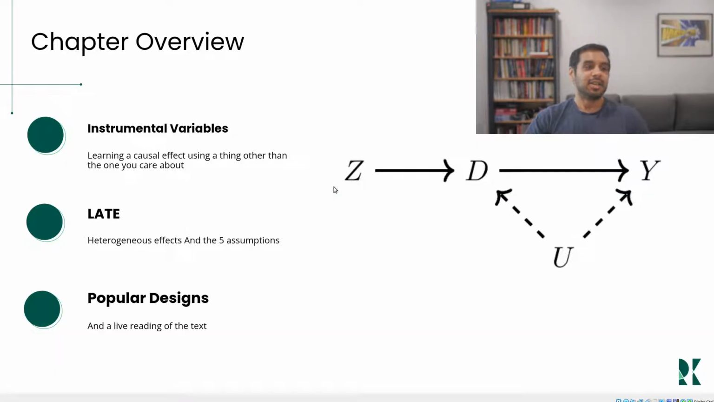The chapter overview, though, three things that I pulled out from this chapter, largely not from the headers, but from the chapter itself. Instrumental variables, obviously the most prominent feature with the chapter title, the one that we were going to talk about the most. The other one was local average treatment effects. And there was the talk about heterogeneous effects, and then the 5 assumptions, and then popular designs.